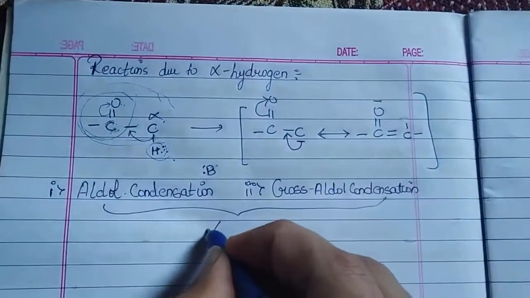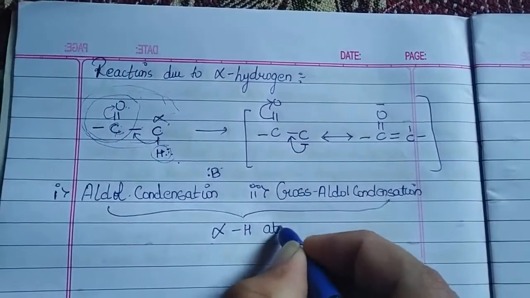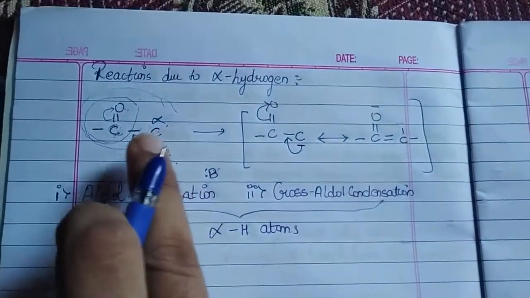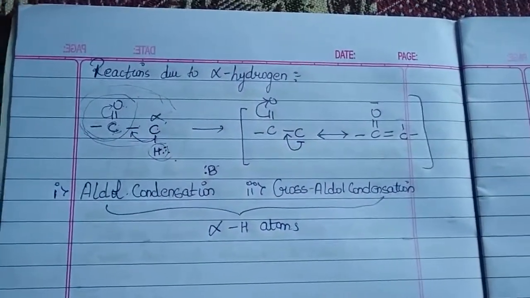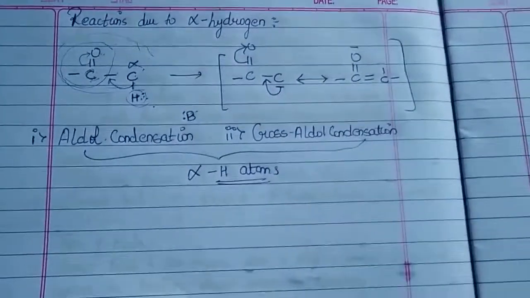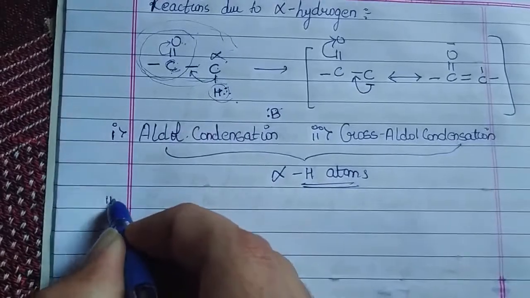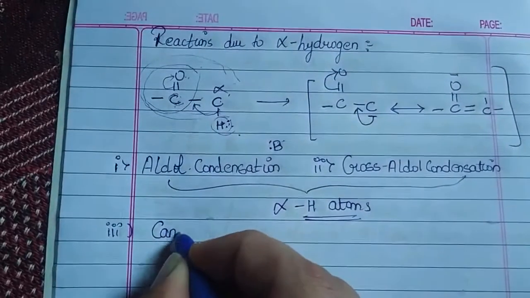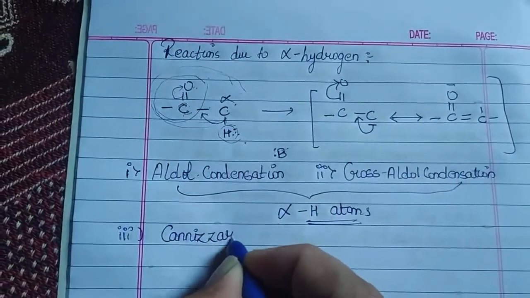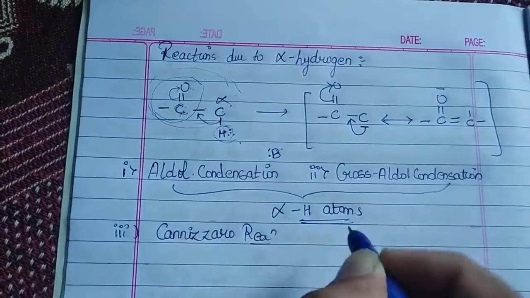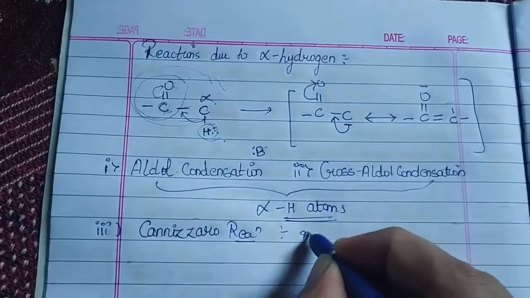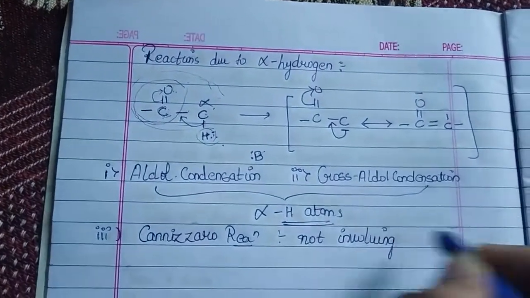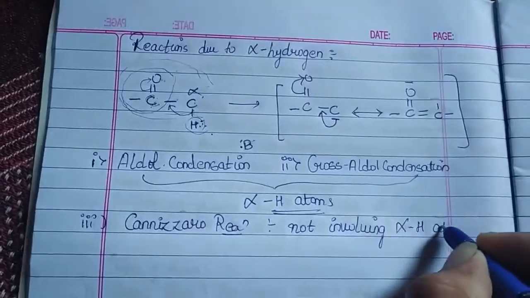aldehydes or ketones which have alpha hydrogen atoms. If these 2 reactions have to take place, you should remember that your carbonyl compound, that is your aldehyde or ketone, should have the alpha hydrogen atoms. And of course there is one more reaction which is called Cannizzaro reaction. So basically this is a reaction which is not involving your alpha hydrogen atoms.